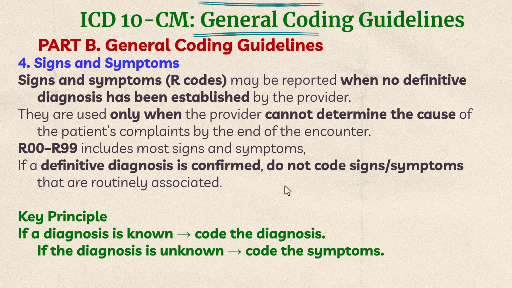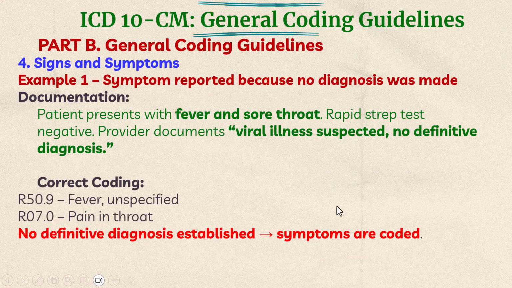So in summary, if a diagnosis is known, code the diagnosis. If the diagnosis is unknown, code the symptoms. So let's see some examples. Example 1, symptom reported because no diagnosis was made. The documentation says, patient presents with fever and sore throat, rapid strep test negative, provider documents viral illness suspected, no definitive diagnosis. So the correct coding will be R50.9, that is for fever unspecified, and R07.0, that is pain in the throat. So no definitive diagnosis established. Here the symptoms are coded.